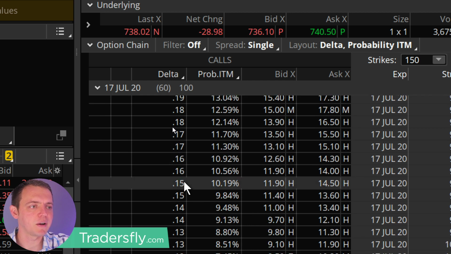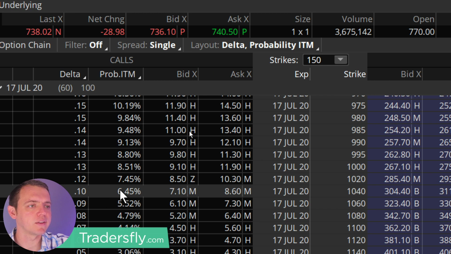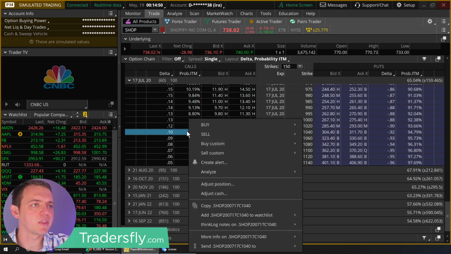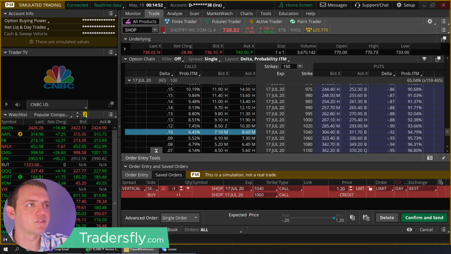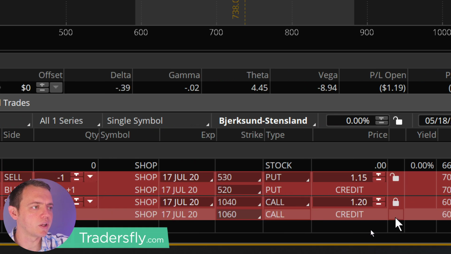So I'll keep scrolling till I find my 10 Delta. In our case, as we look at this, this will be right here at the 1040s. So I'll do the same thing. I'll go ahead and sell a vertical, which will be off screen, analyze the trade, and now I will go ahead and see it right there.